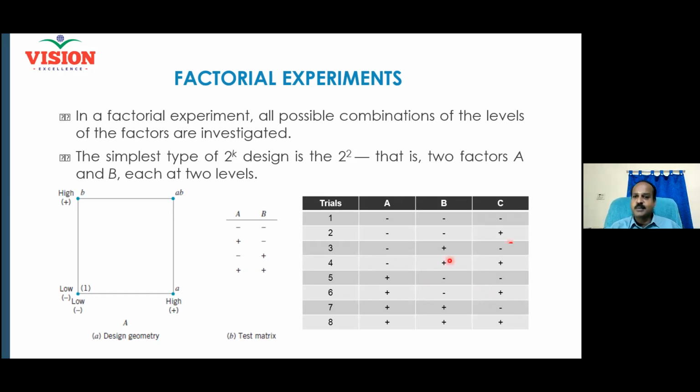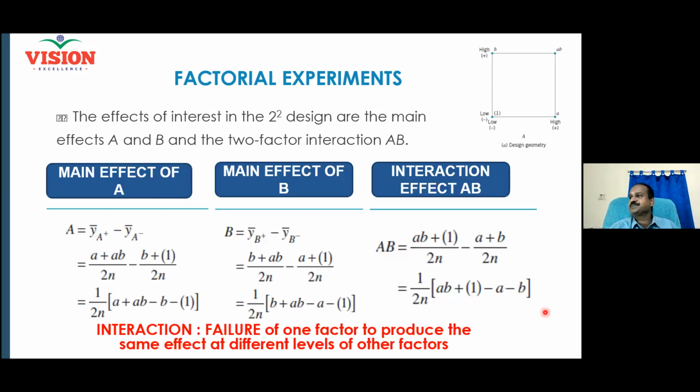Now, all possible combinations are here. You can't see any particular combination repeating here. Do you understand? All 3 minus comes only in the first row. Nowhere else do you see all 3 minus. Am I right? Yes. So this is called the test matrix for 3 factors at 2 levels.